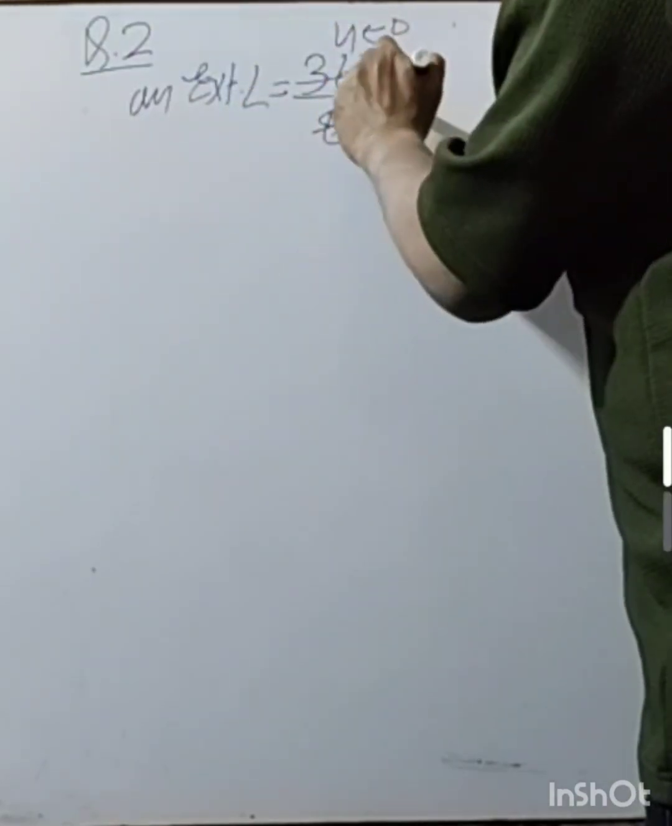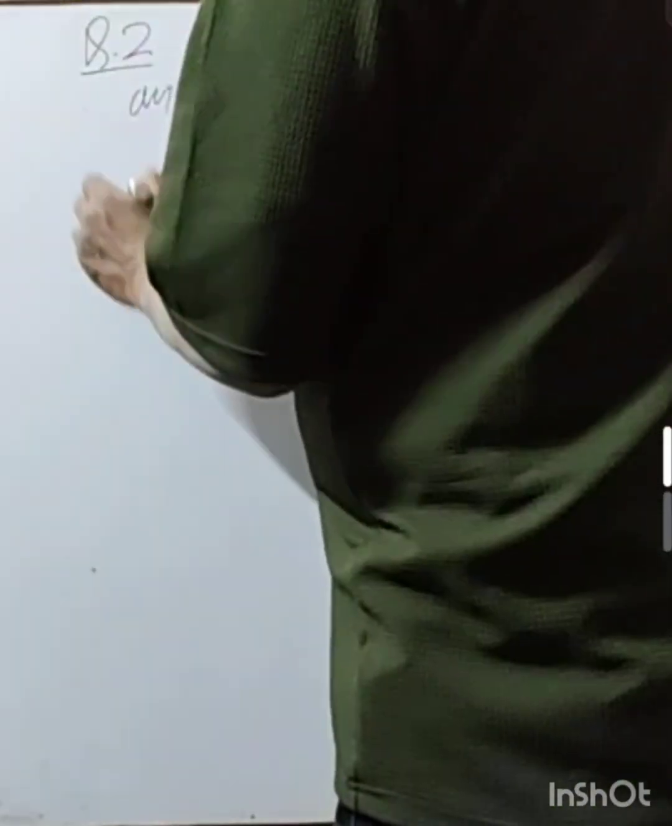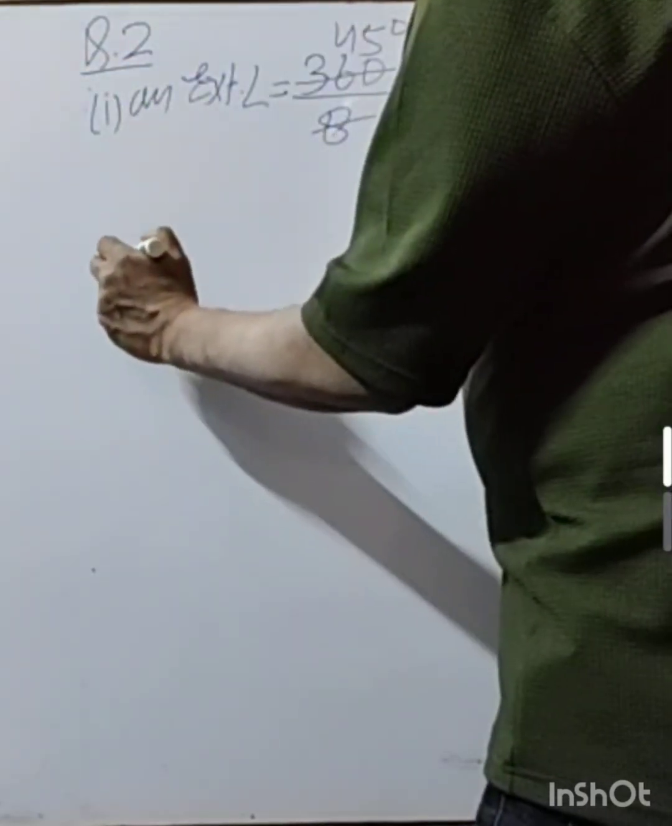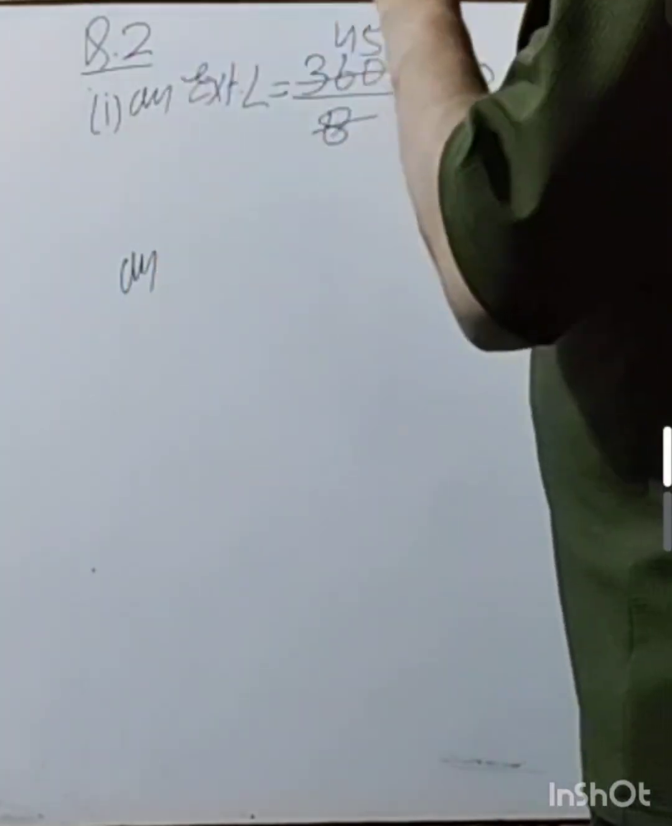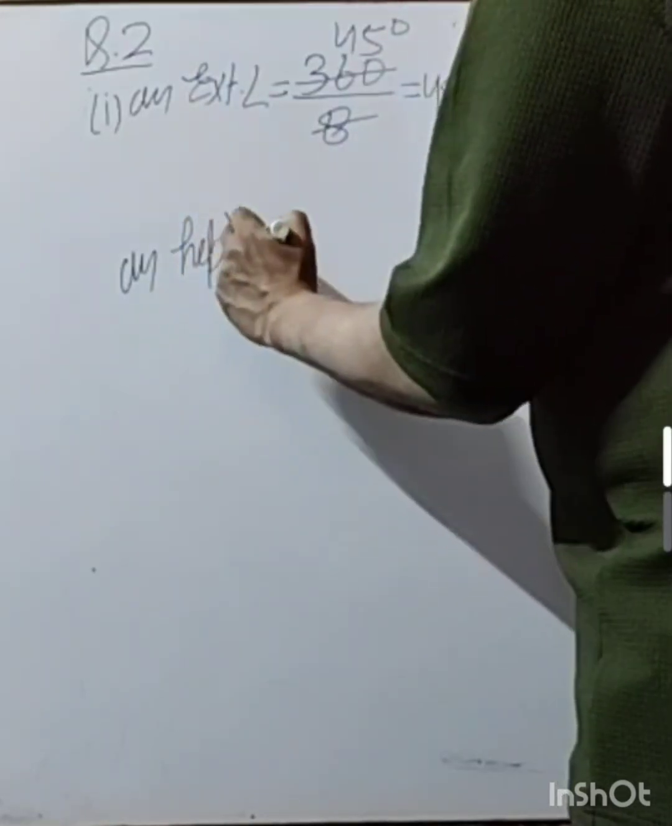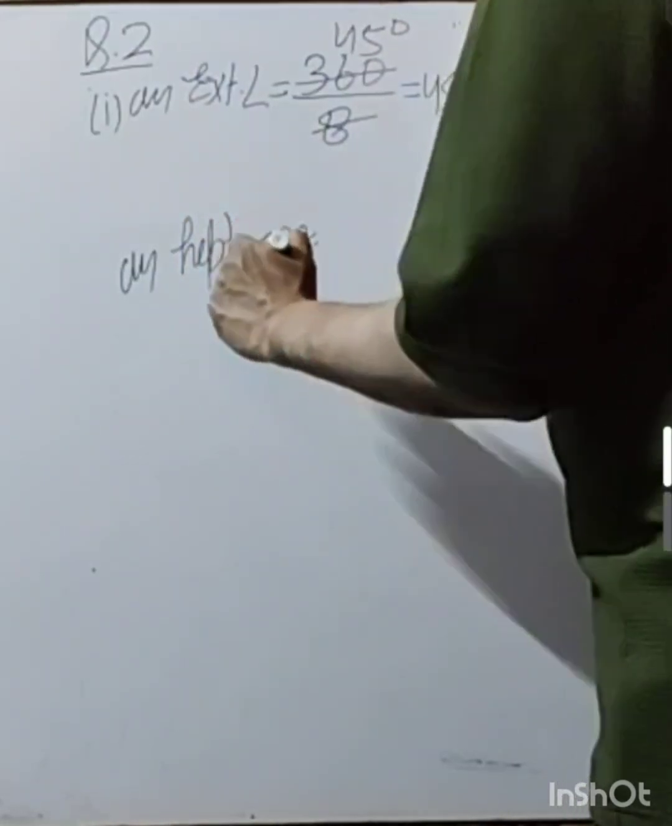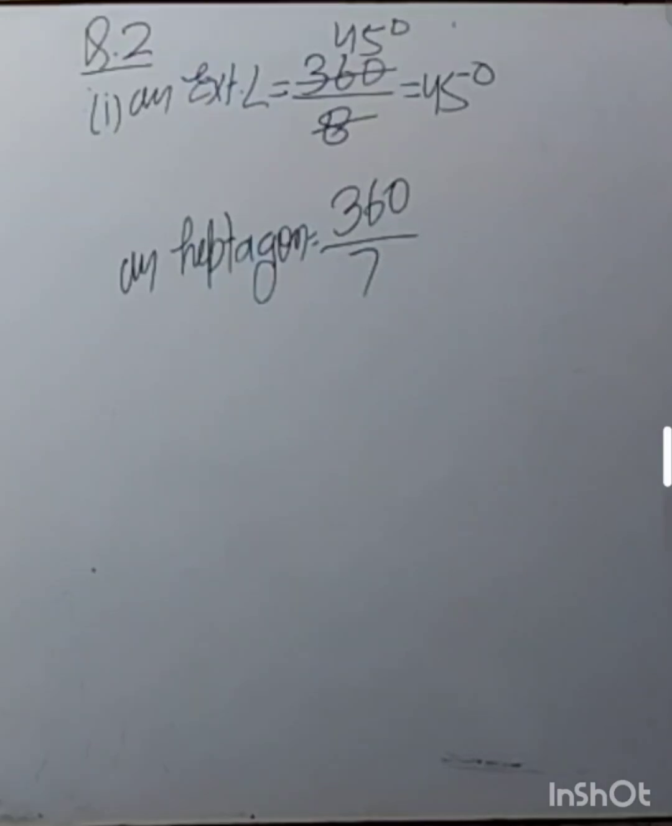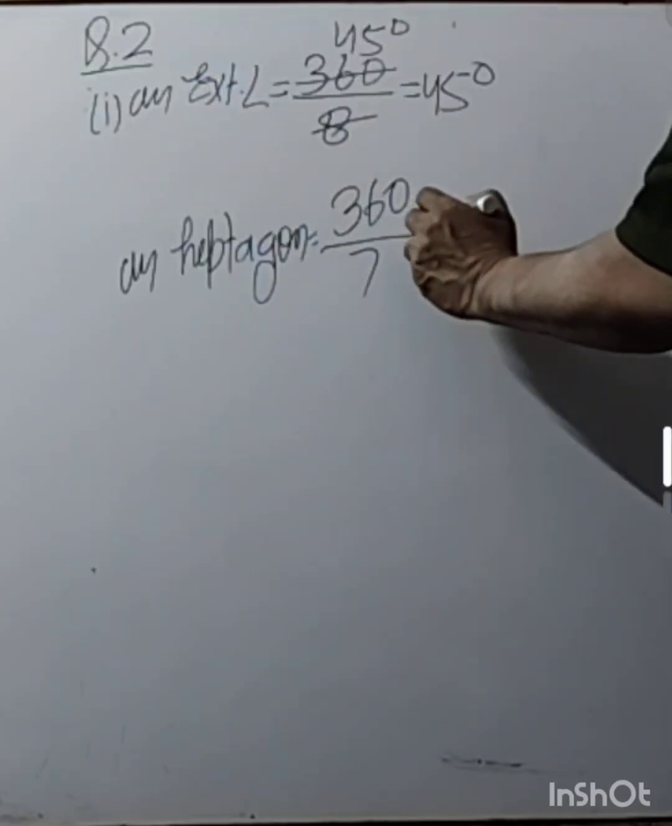Is this 45 degree? For a heptagon, 360 by 7. How much will it be?